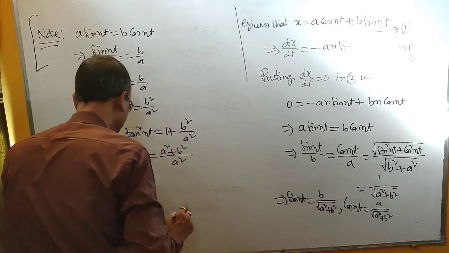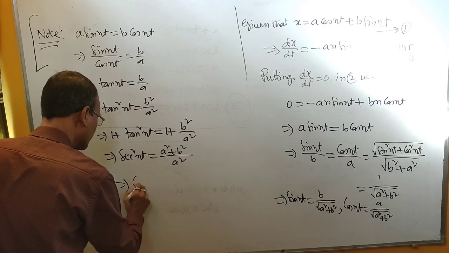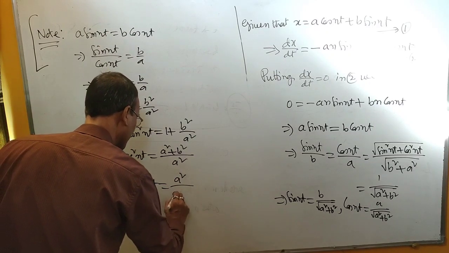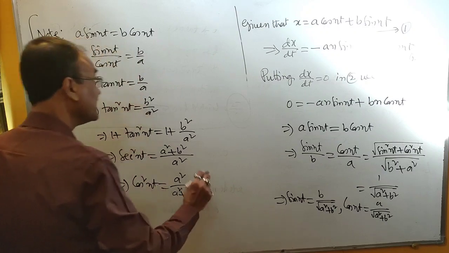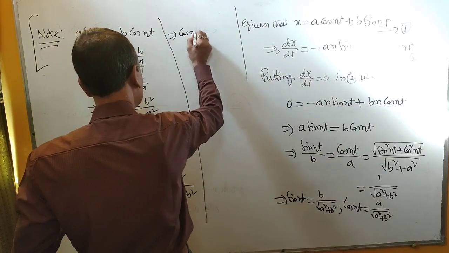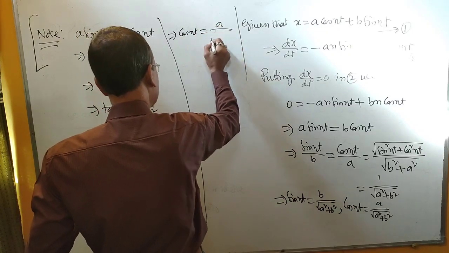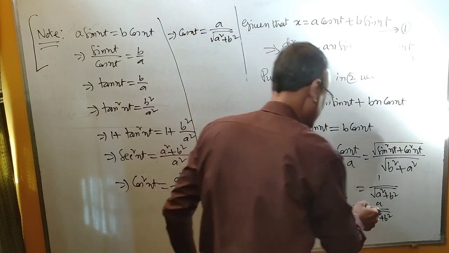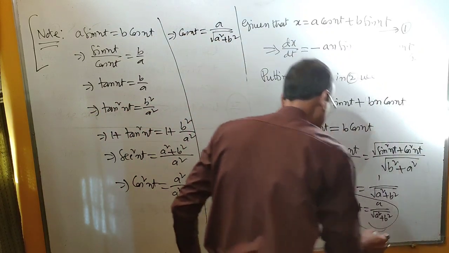This means cos square n t equals A square divided by A square plus B square. This means cos n t equals A divided by root over A square plus B square. This one.